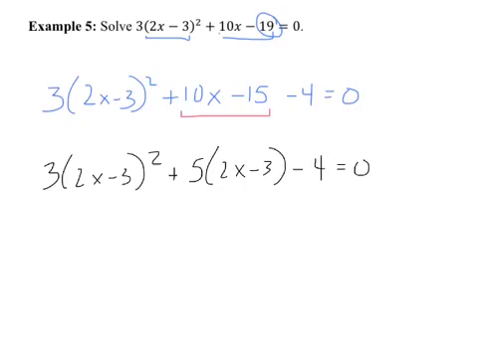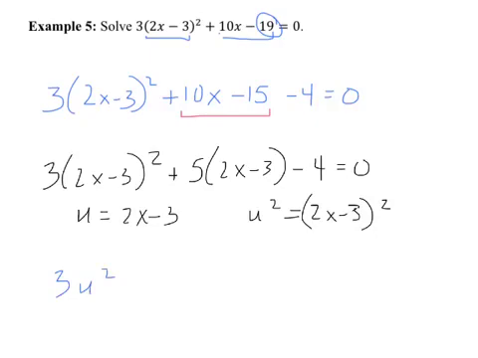So this becomes: letting 2x minus 3 equal u, and thus u squared is equal to (2x minus 3) quantity squared. Letting that statement be true, we get the following: 3u squared plus 5u minus 4 equals 0. Again, 3u squared plus 5u minus 4.